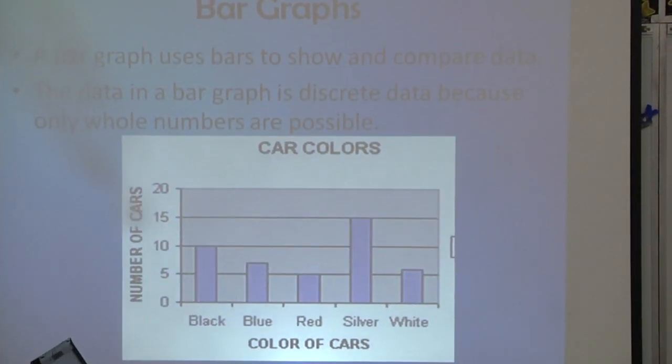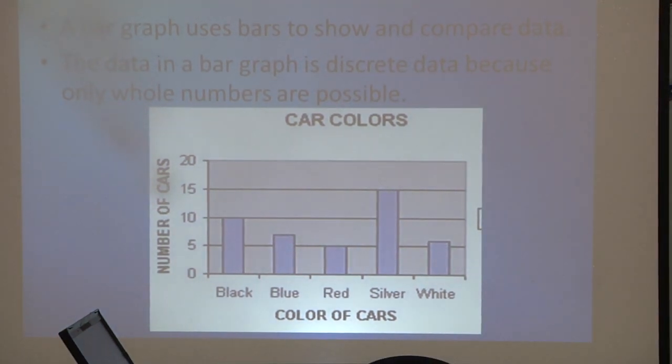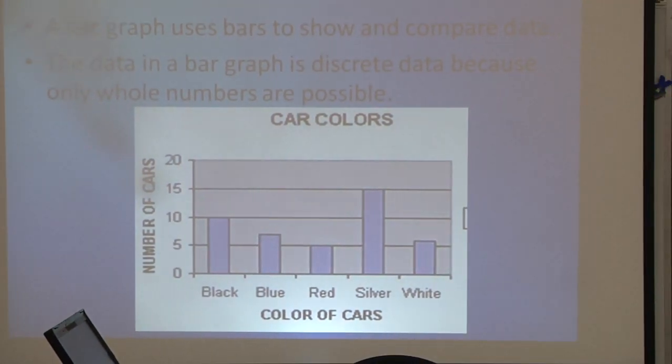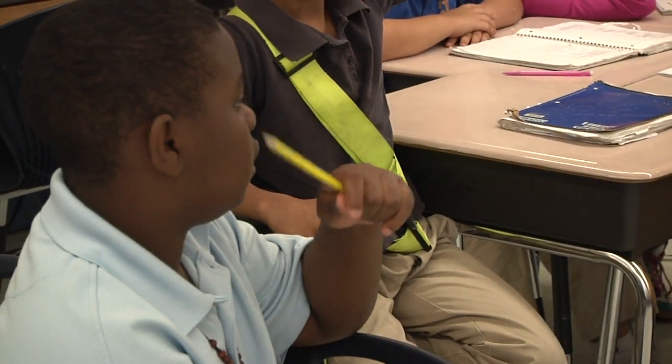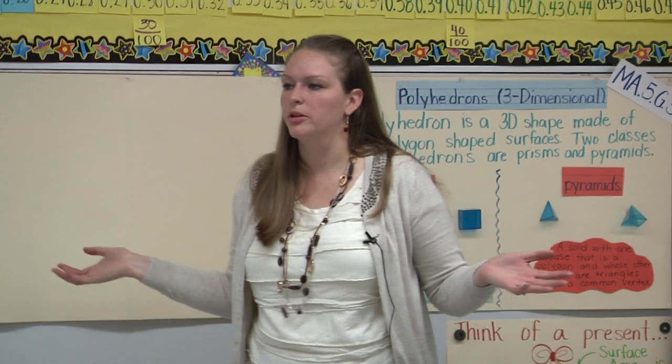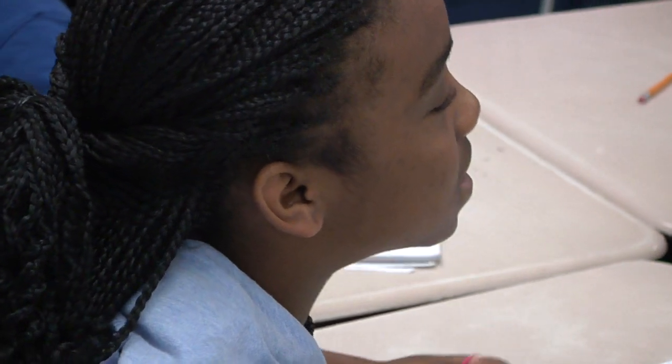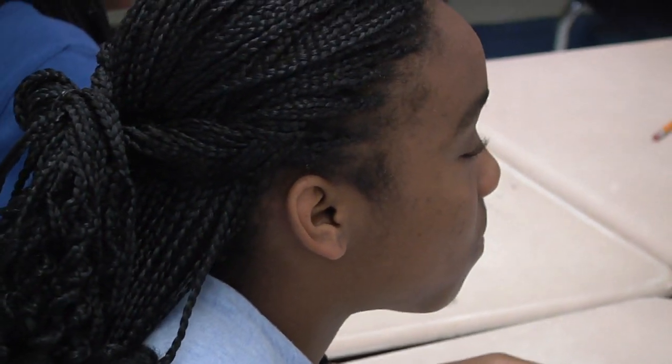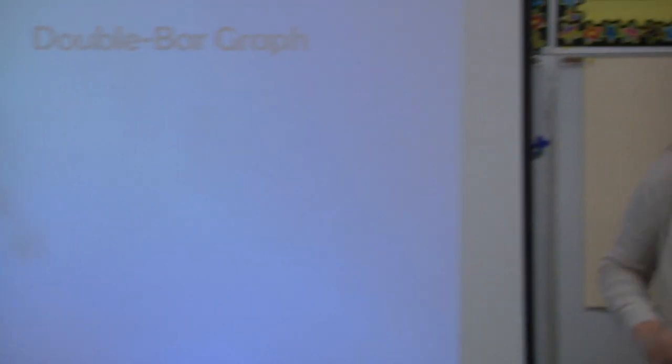Look at this. This right here, can somebody raise your hand and tell me the title of this graph or what it's about? Car colors. And just by looking at this, this is what I like about bar graphs. You can just look at it and you can know. Looking at this, which car color was the most popular? Deja? Silver. How did you know? Because it's the highest out of all of them. Oh, it's the highest bar out of all of them. Good job, Deja.